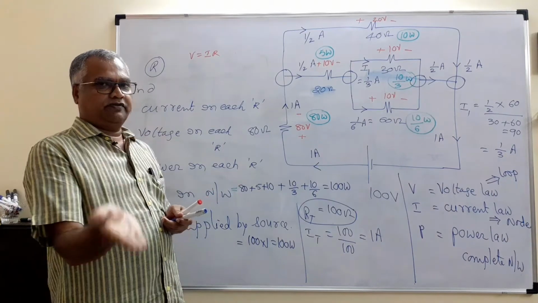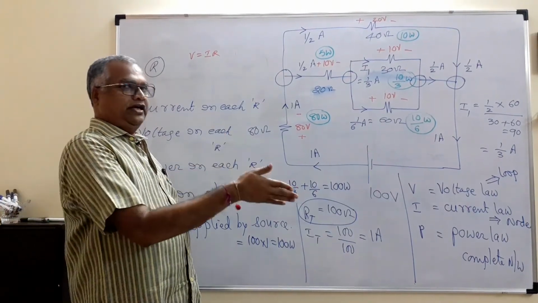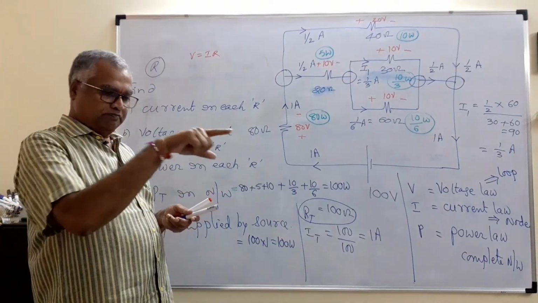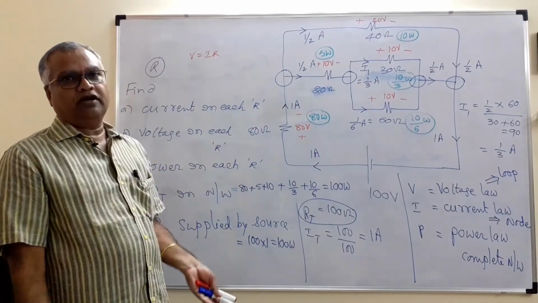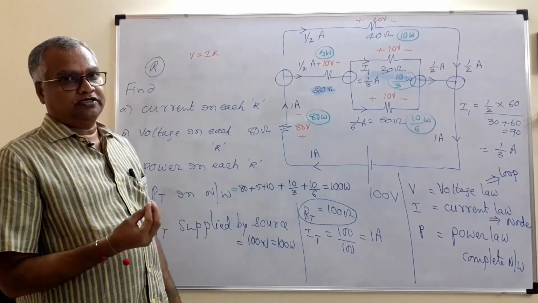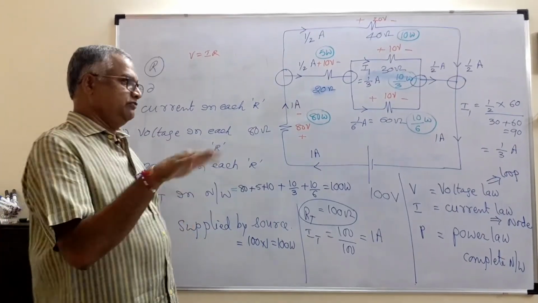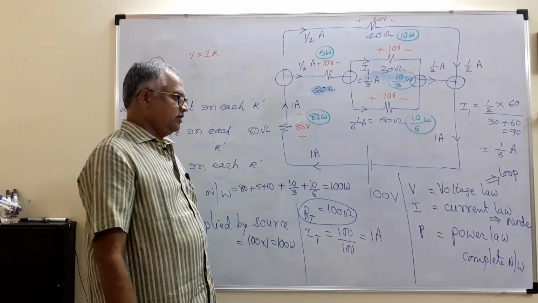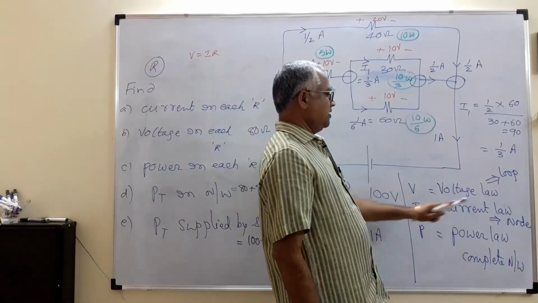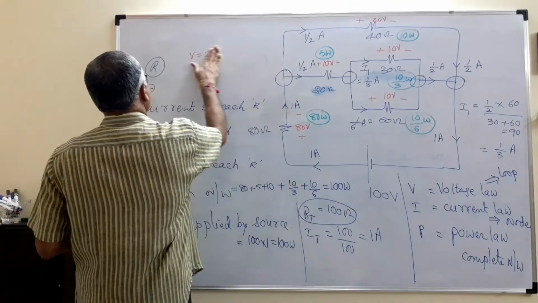So 80 plus 20 becomes 100. Or 30 plus 70 is 100. Or 90 plus 10 is 100. This is the simple concept of voltage law. Who invented this simple concept? Kirchhoff. So later we call it Kirchhoff voltage law. Next, current law. Current law is also very simple.